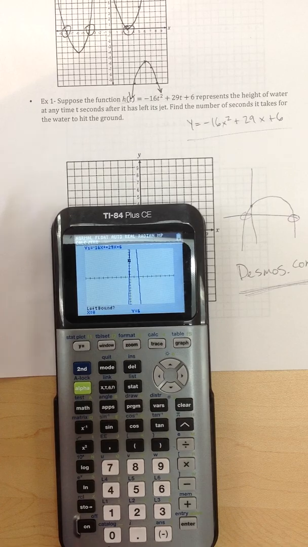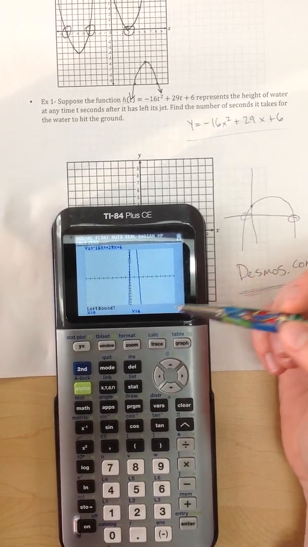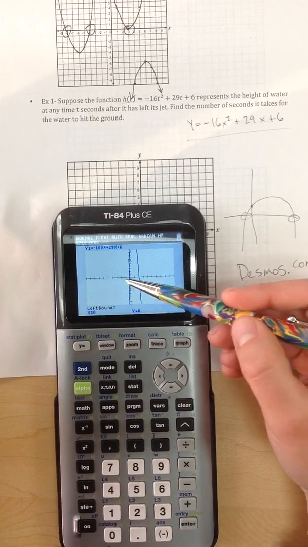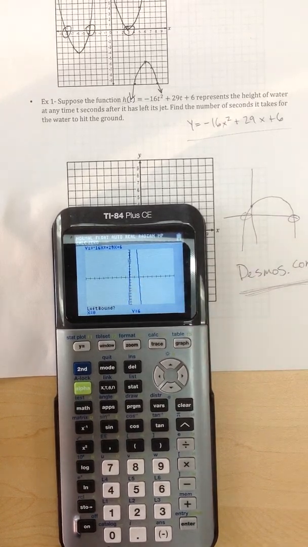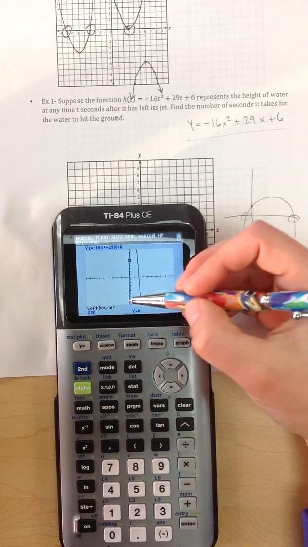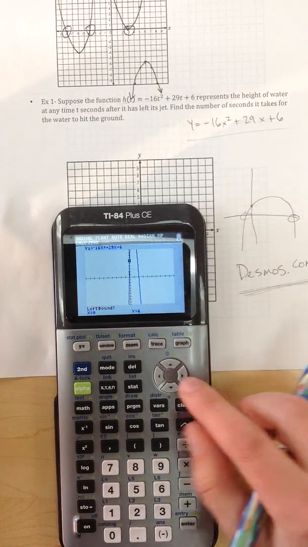So the reason it's asking me questions is because there's actually 2 spots where it crosses. So we've got to tell the calculator which one we want to figure out, this one or this one. You see this little cursor blinking. It says left bound there. I want that cursor on the left side because I'm going to try to find this one right here. So I'm going to put that on the left side of that.